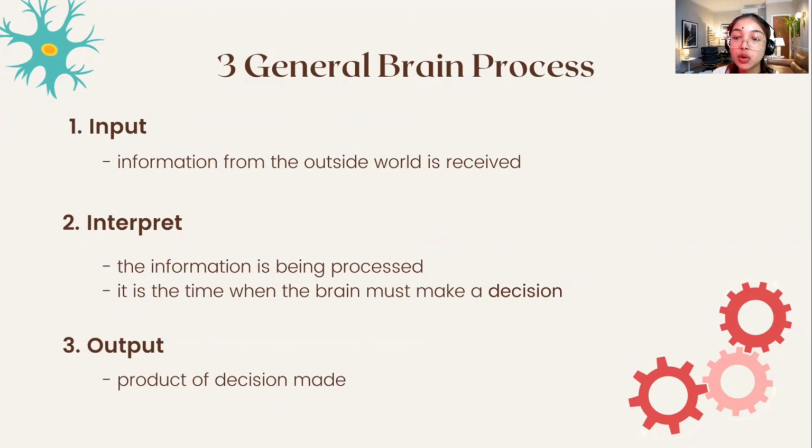Now, ang mangyayari naman next is yung final stage, which is the output o yung tinatawag na product of decision made. Ang mangyayari dito is yung person na merong 3 choices, di ba, ay mamimili siya kung anong gagawin niya. Yung gagawin niya sa real world is yung output kung tawagin. Kung tumakbo siya sa totoong buhay, that's the output. Okay? So ngayon, tapos na tayo sa 3 general brain process.